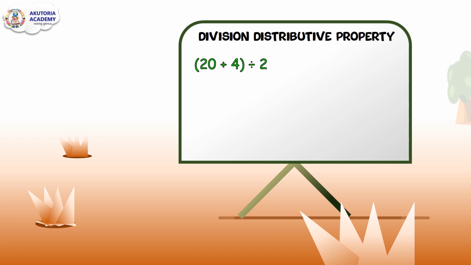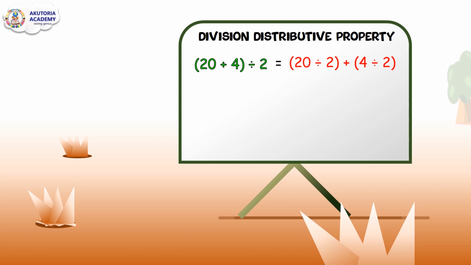Now, if we have a number 20 plus 4 divides 2, if you notice 20 plus 4 is in a group, and the group is closed by a parenthesis. So, how are we to solve this problem? 20 plus 4 divides 2, it's same as having each dividend divided by 2. Let me explain. You have 20 plus 4 in a group, and the group divides 2. Now, this is also the same as saying 20 divides 2 plus 4 divides 2. That is, you separated the group, giving each dividend a divisor.